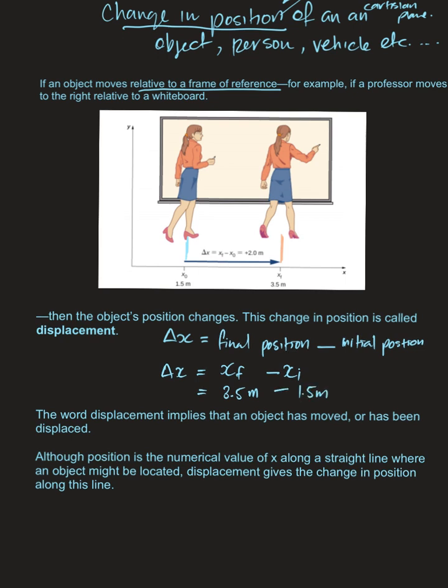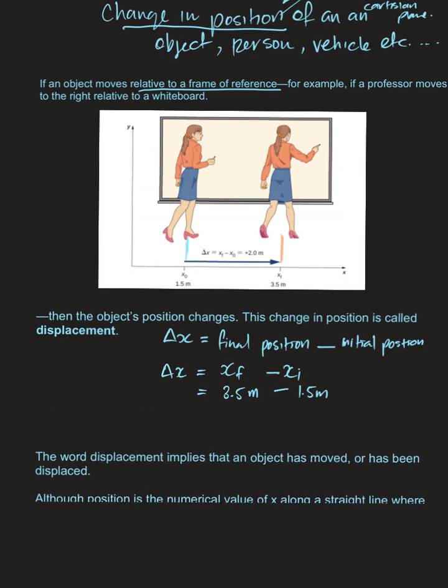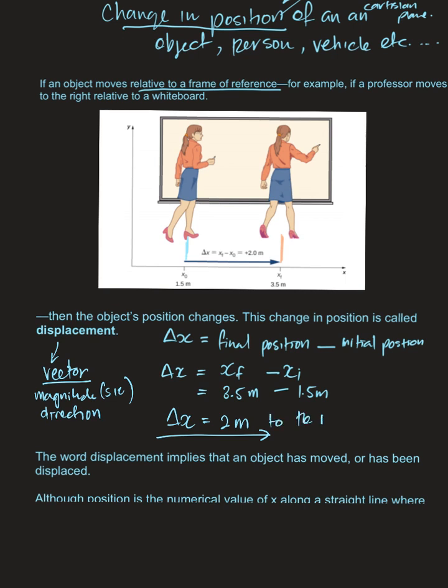So if we pop that into our calculators, I'm going to end up with 2 meters. So my change in position is equal to 2 meters. But because displacement is a vector quantity, so make a note here, it's a vector, I need two things. I need magnitude and direction. So I've got the magnitude. It's 2 meters. The size of this displacement that's happened is 2 meters. And if I look here, it's to the right.